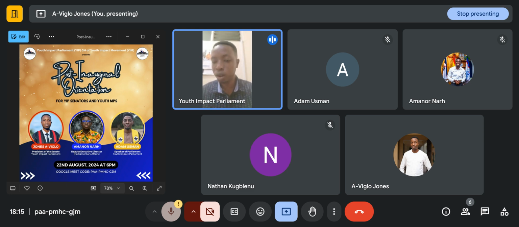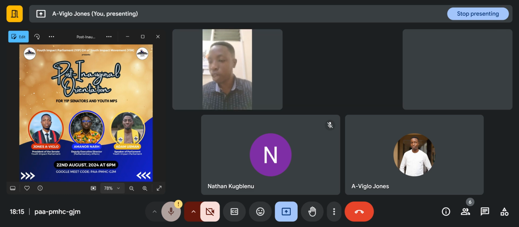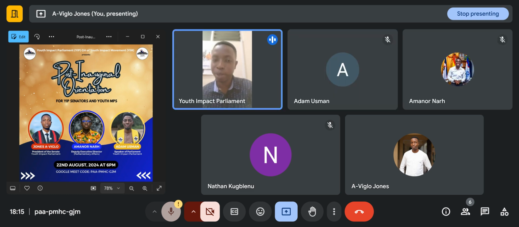The relevance of the post-inaugural orientation is basically to inform you of what is expected of you and what you need to know in order to do your job. And for the purposes of today's orientation, we'll be having 3 speakers to do presentation for us.